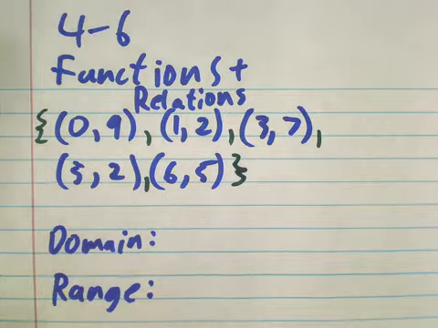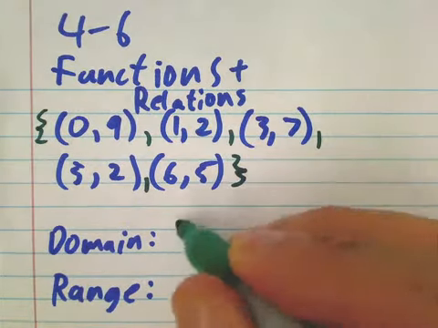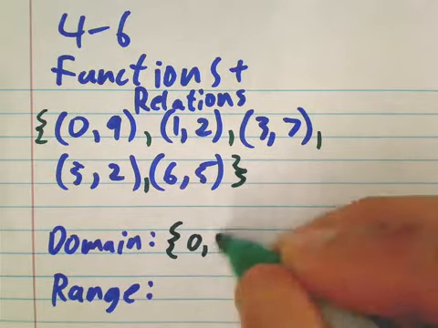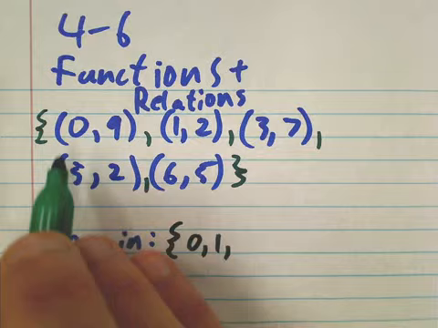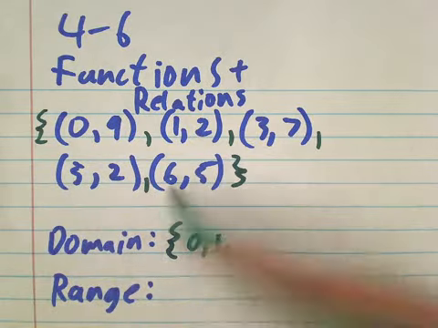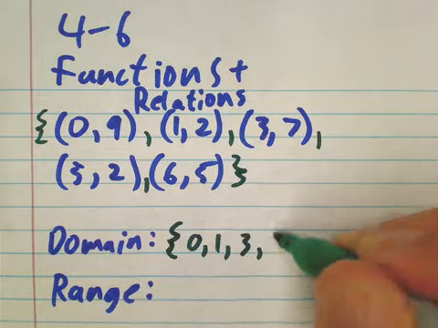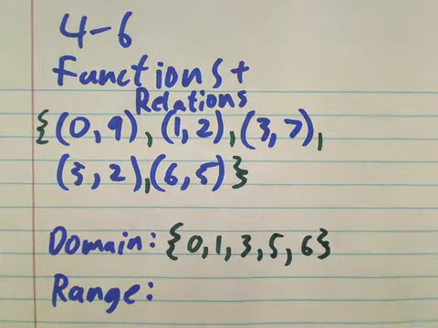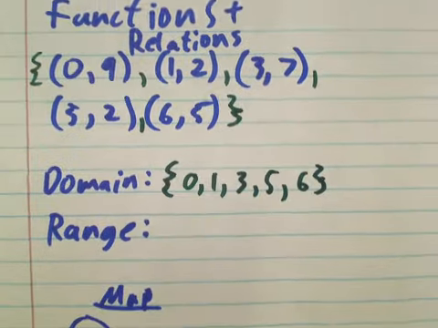Well, the domain is your list of x values, and you should put your domain and range in order. So 0, 1, 2, 3, those are already in order. 0, 1, 3, 5, 6. I realized I said 2 a second ago, and that was bad. I shouldn't have done that.